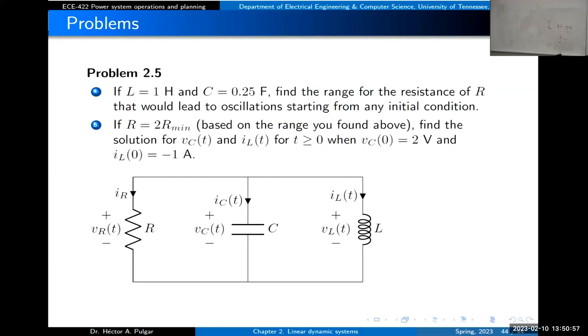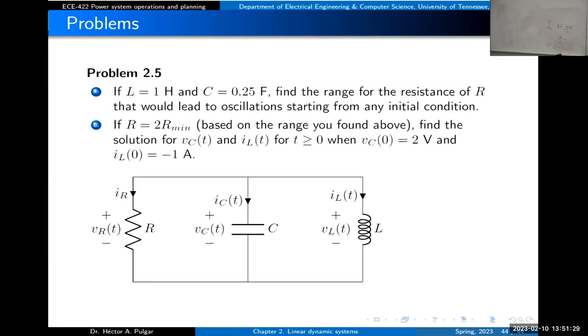Yeah. So we will continue. We were working on this problem with the RLC circuit. Those are the parameters, and we already got some representation for these. The first part was to determine the range for the resistor R that would lead to oscillation.